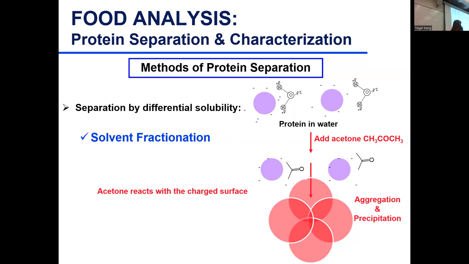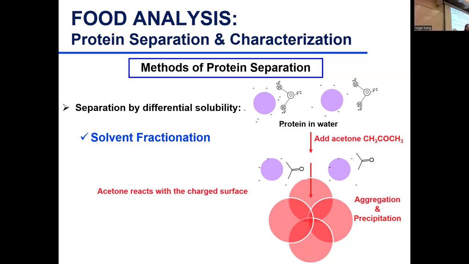The other method that we can use to separate proteins based on their solubility is solvent fractionation. Here we need to use solvents that can denature protein, like alcohols, like acetone. These are examples. So what do they do? When you add solvent to a protein solution, that causes protein unfolding. For globular proteins, their interior is more hydrophobic compared to their surface. So once they unfold, the hydrophobic residues are more exposed. So again, hydrophobic residues or amino acids can interact with each other and cause aggregation.